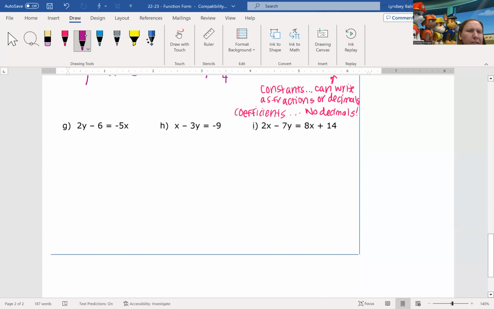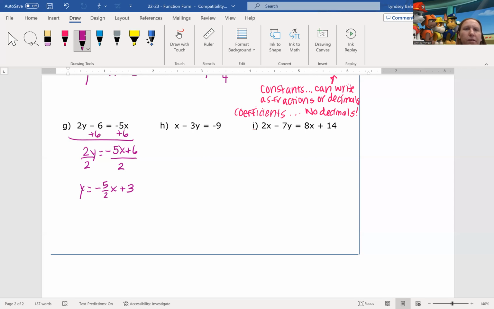Okay, and G. Here again, we have a negative 6 on the same side as the y, so we're going to add 6 to move it over. So 2y equals negative 5x plus 6. And then we divide everything by 2. So y equals negative 5/2 x. It doesn't divide, so just leave it as a fraction. And then 6 divided by 2 is a plus 3.